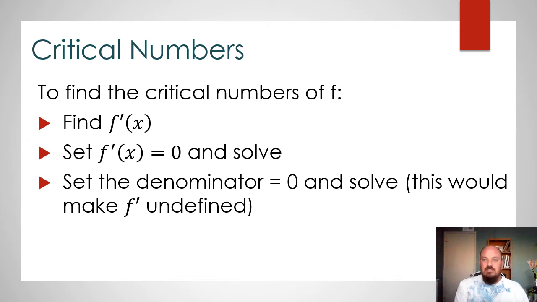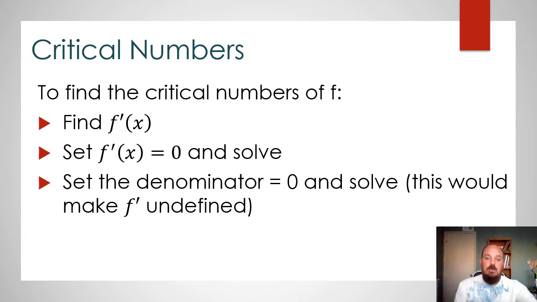Now the other part's a little bit trickier. You basically just have to ask yourself, what would make this thing be undefined? And really what we're looking at right now is, if you see a rational function, a fraction, like x plus 5 over x minus 7, wherever that denominator ends up equaling 0, that's where it's undefined. So you're going to set the denominator equal to 0 and solve to find those undefined values.